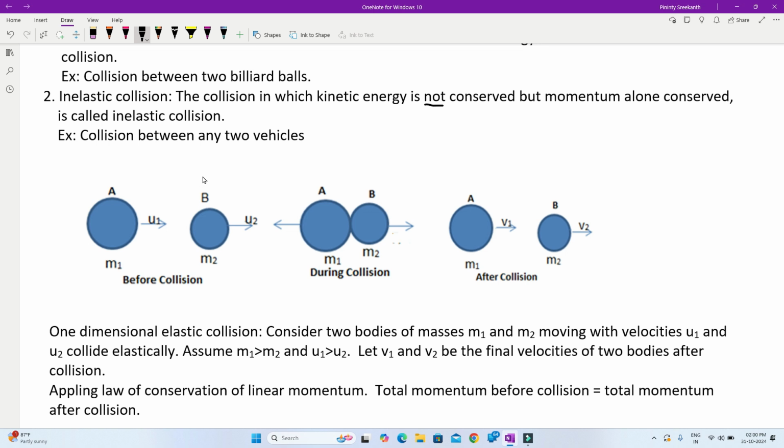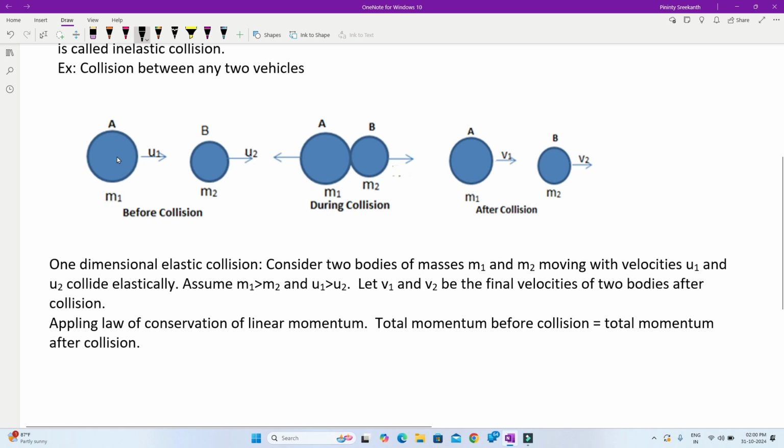Let us consider two objects A and B, with masses m1 and m2. u1, u2 are the initial velocities. They are moving in a straight line path. They collide with each other at a point. Then they move after collision like this. Now we have to find the final velocities of these objects. This is v1, this is v2.